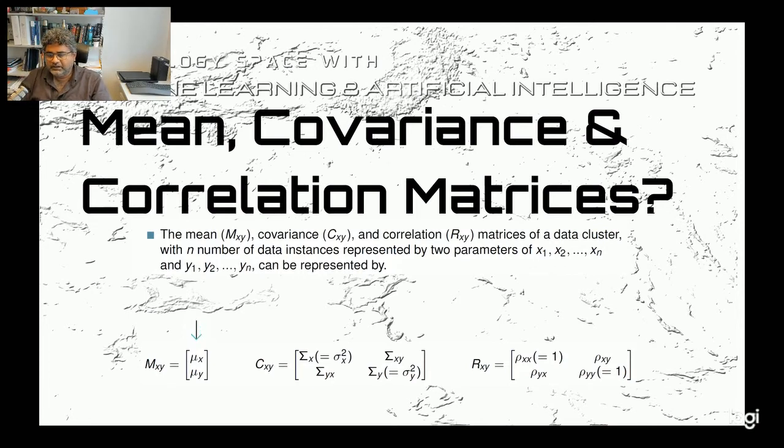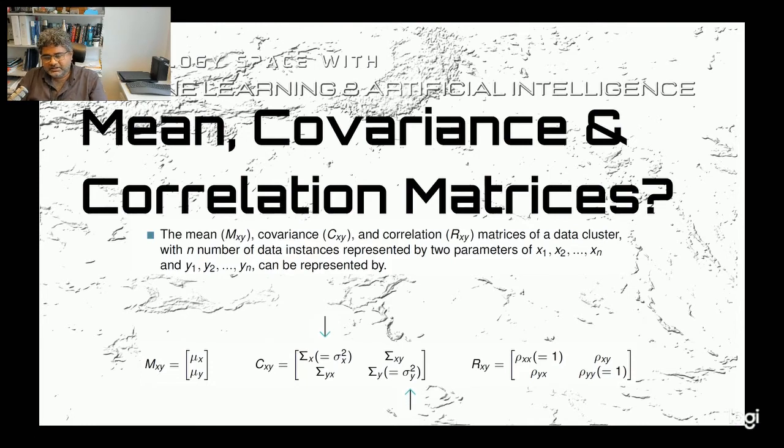When you're analyzing data sets with more than one parameter, you often end up with mean, covariance and correlation matrices. Let me explain what these matrices consist of. The mean matrix, which is denoted by MXY, consists of the mean values of the x and y parameters, if you are considering a two parameter data set. So it's a kind of compact version of these two mean values of the x and y parameters in that matrix.